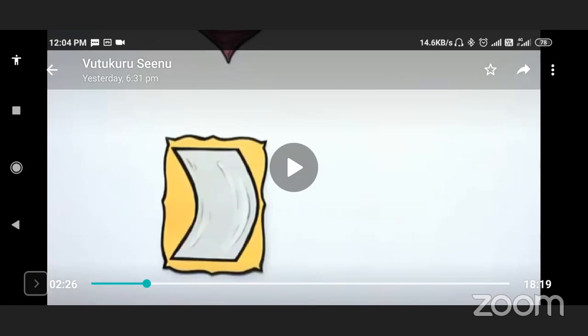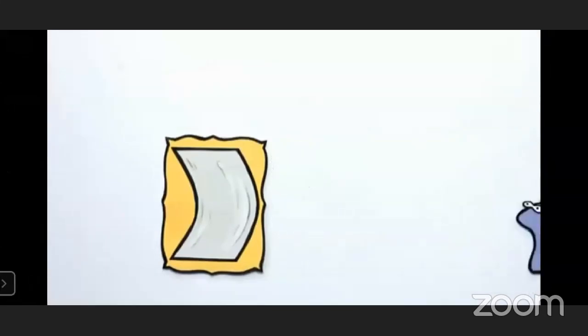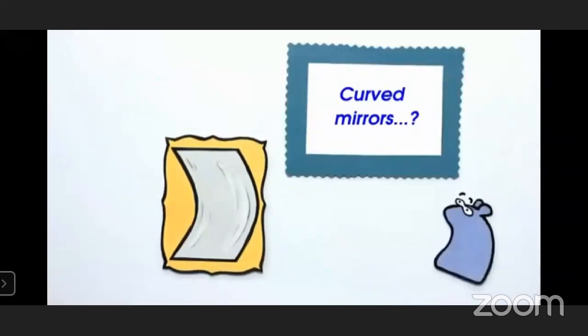So its name, I will explain later. When we press at the edges, instead of a plane surface, it turned into a curved surface, bulged outwards. Now you see the change. These are called curved mirrors.